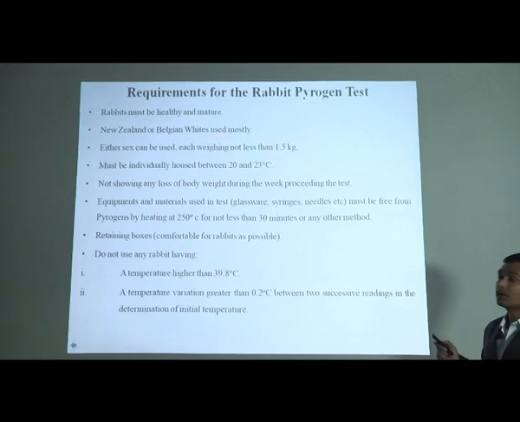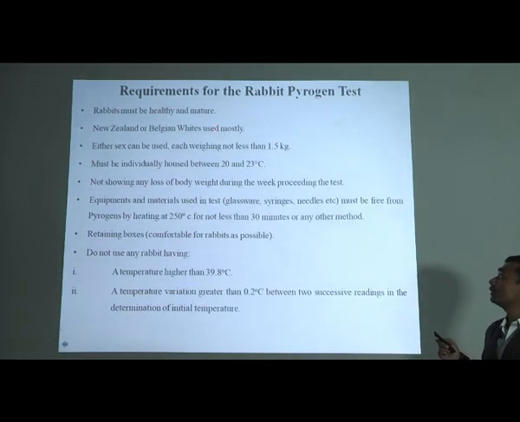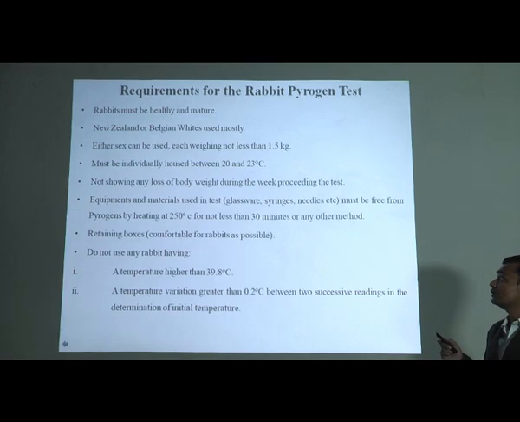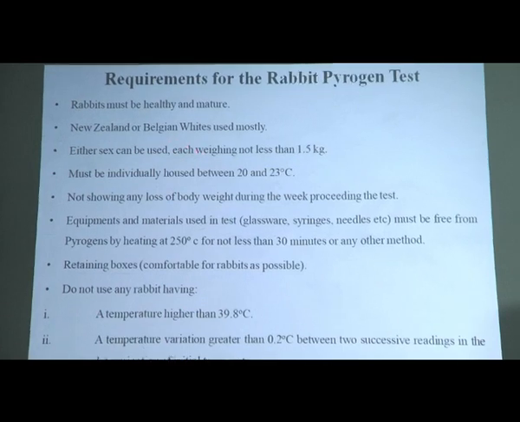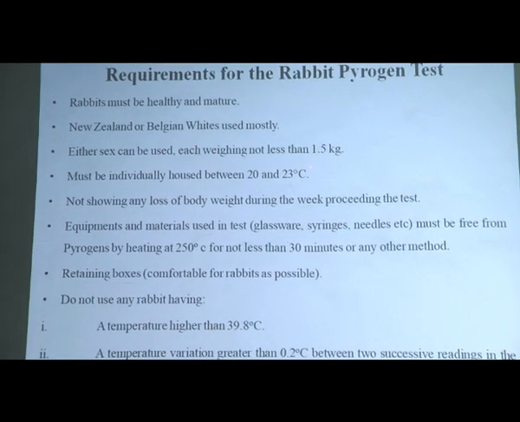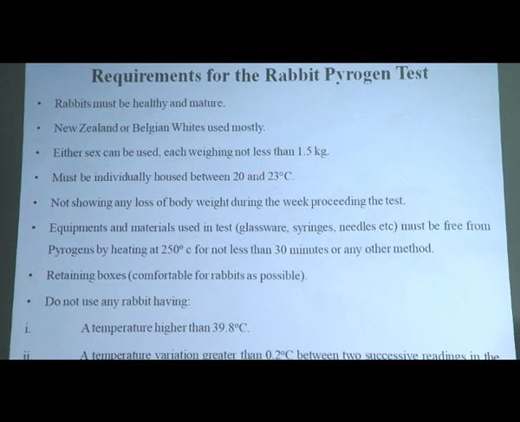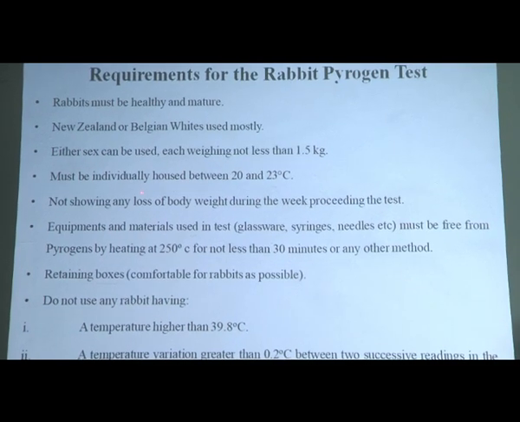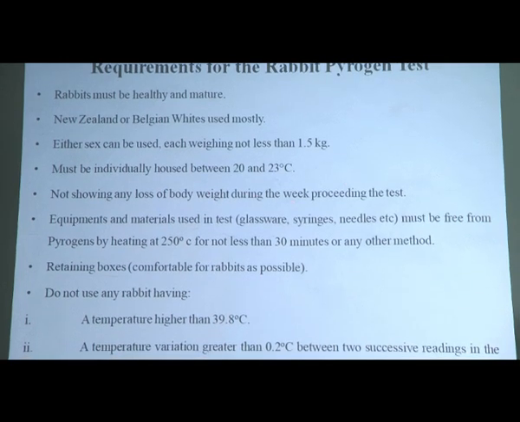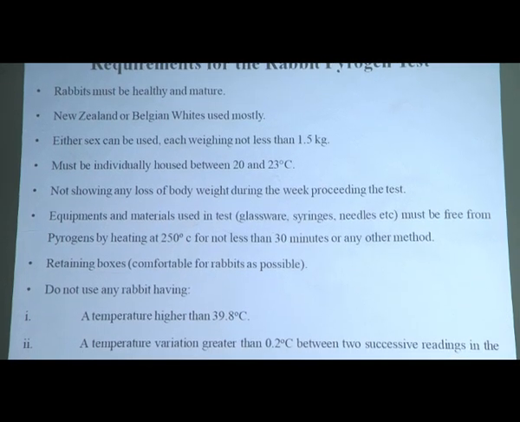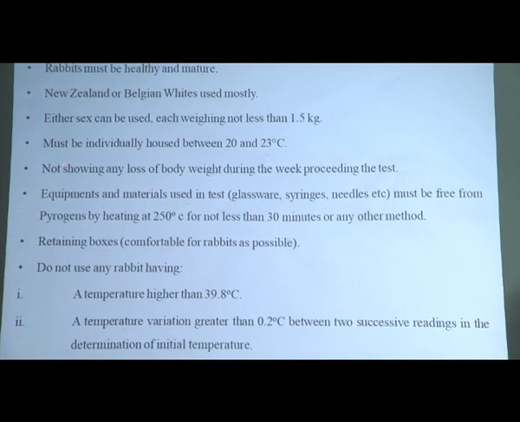Then the requirements for the rabbit pyrogen test. Rabbits should be healthy and mature. New Zealand or Belgian white rabbits are mostly used. Either sex can be used, having a weight not less than 1.5 kg, individually housed at 20 to 23 degrees Celsius, not showing any body weight loss during the week preceding the test. Equipment and materials used in the test must be free from pyrogens.